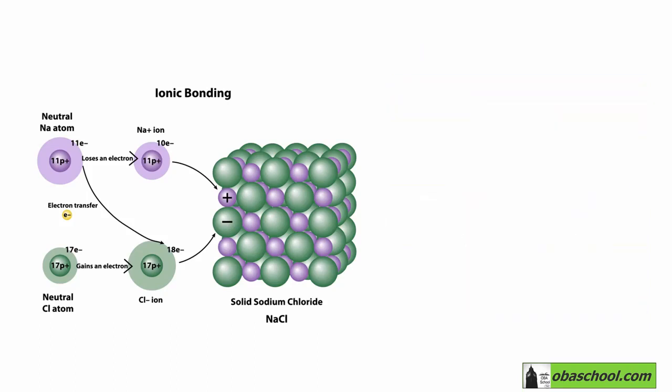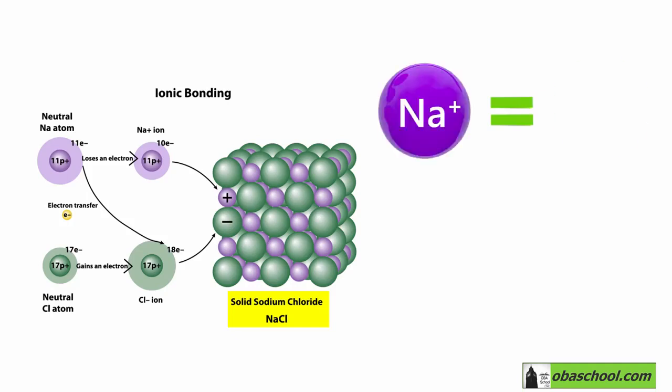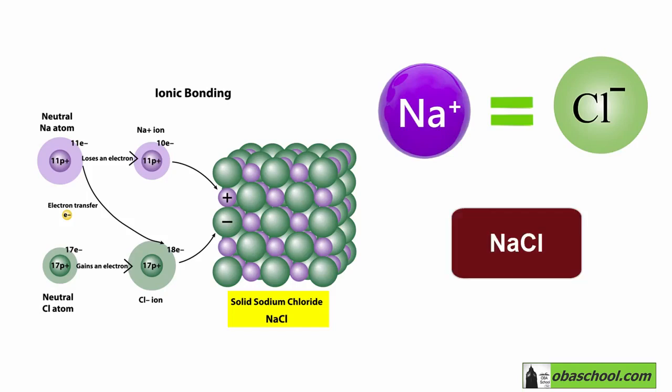So for example, if we take sodium chloride, NaCl, sodium chloride has a giant structure. In a ball and stick model of sodium chloride, there will be an equal number of Na plus ions and Cl minus ions, and this means that the formula is NaCl. So for every sodium ion, there will be one chloride ion.